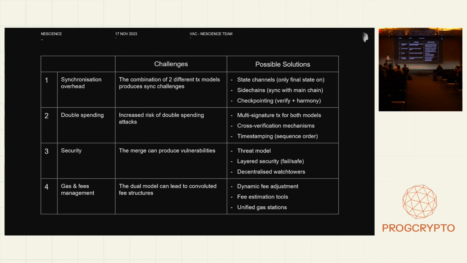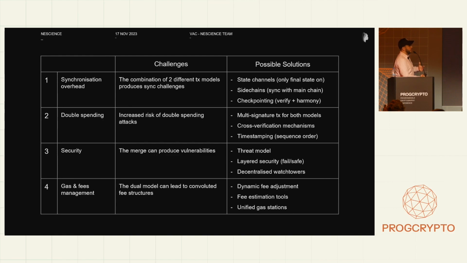Another thing we should care about is double spending. There is a risk of double spending across these two models. One way to solve this could be by having multiple signatures, meaning that transactions should be signed by both models to avoid double spending or unauthorized transactions. It can be done through cross-verification mechanisms, or by timestamping in smart contracts, where we can order them sequentially and see where there is a double spending.